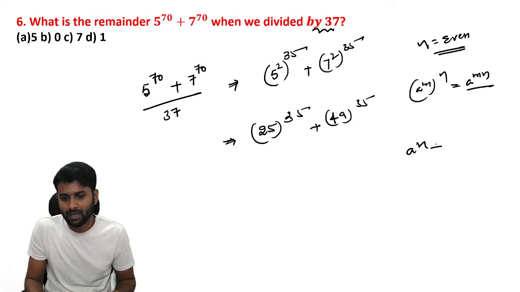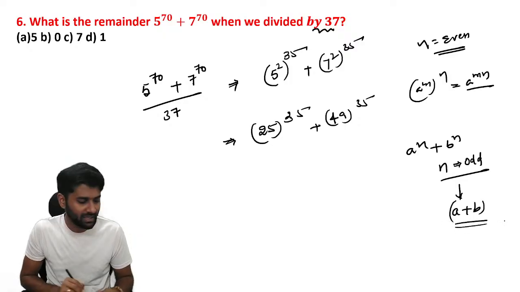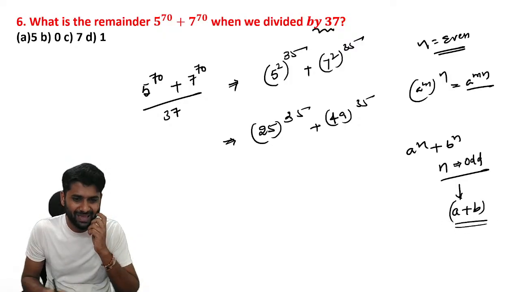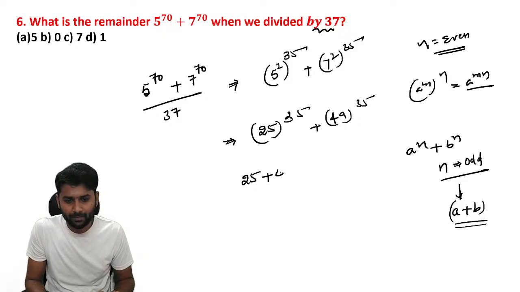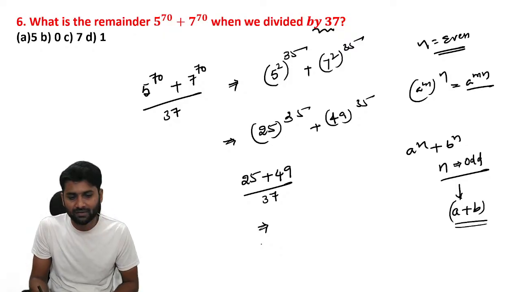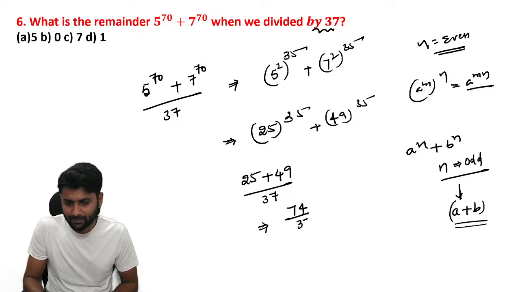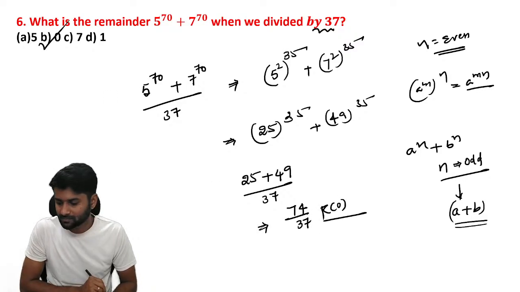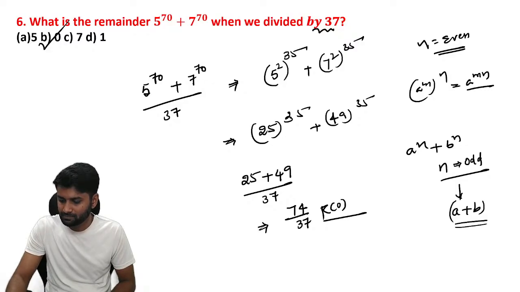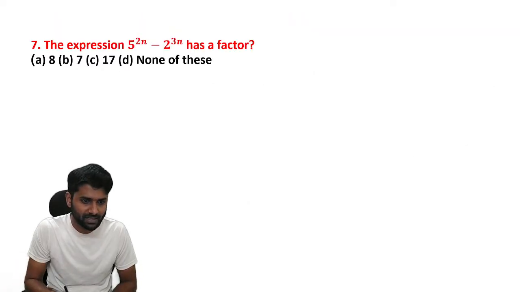Again back to a power n plus b power n. If n is an odd number, it is always divisible by a plus b. Now 25 plus 49. Just verify whether it is divisible by 37 or it is left with any remainder. If you go through the sum, it's 74 divided by 37. So here the remainder is 0. Remainder is 0. Clear? Next.